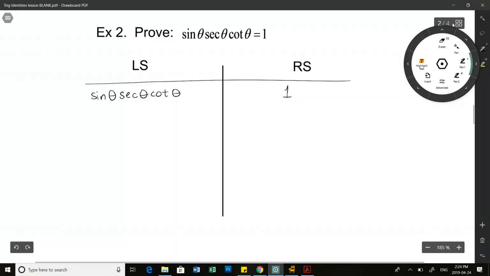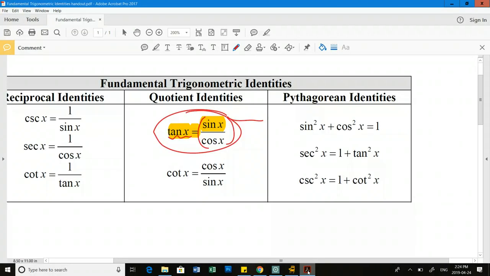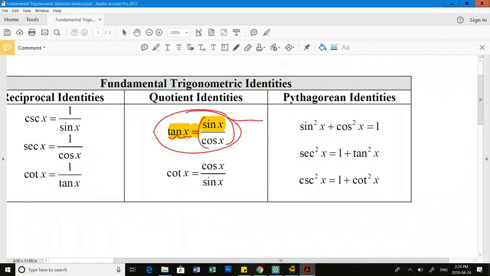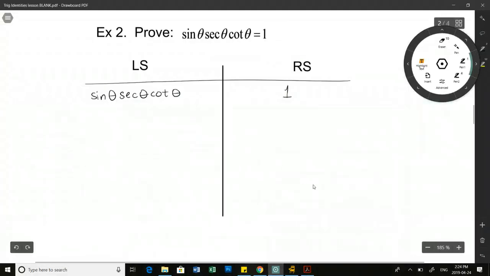So these ones use theta. If you guys want to, you can replace your thetas with x's if it makes you happy, since your identity sheet has all x's. But if you're going to use thetas, just make sure you stay consistent with using all thetas. So if I'm going to use theta, I'm just replacing all these x's with thetas. That's all that it is. Okay? So main goals, okay, are turn everything in terms of sine and cosine. And you're probably going to start with the more complex side. So which side would you guys start with? The left side.